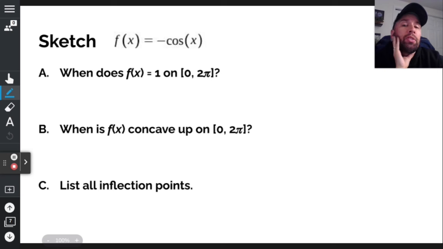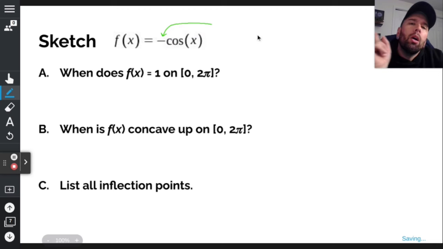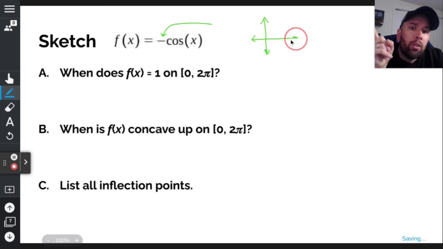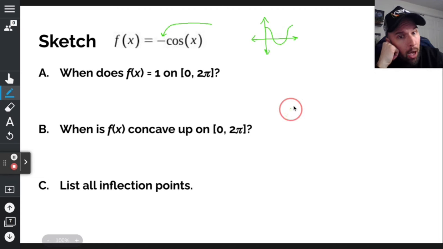f of x equals negative cos x. Sketch it. All right, well, the only thing I have to worry about here is the fact that the amplitude is now a negative number. Regular cosine, a rough draft, starts out at 1 and goes like this. When you have a negative in front of it, you are literally reflecting everything over the x-axis. So this flips upside down.